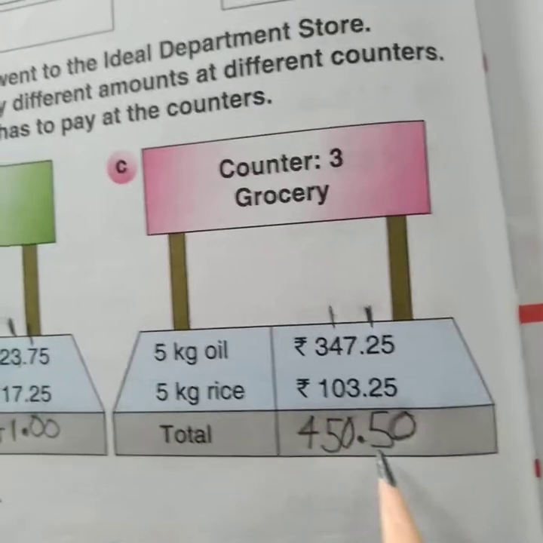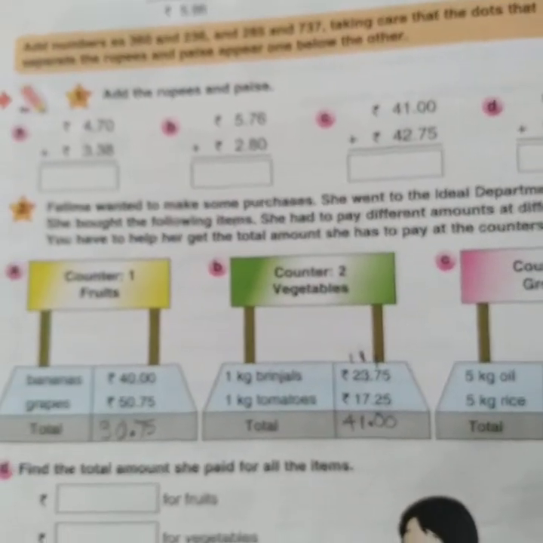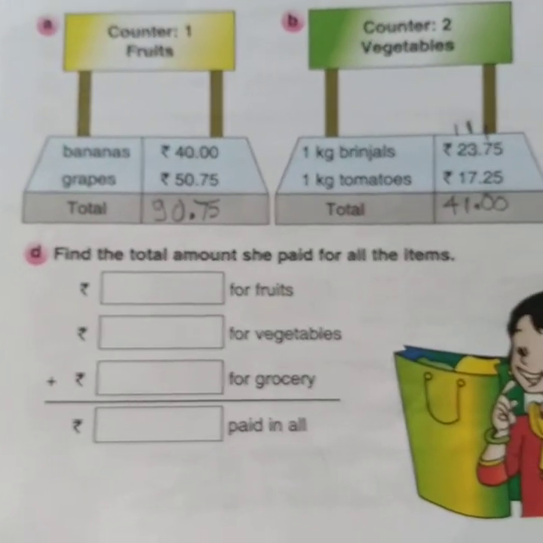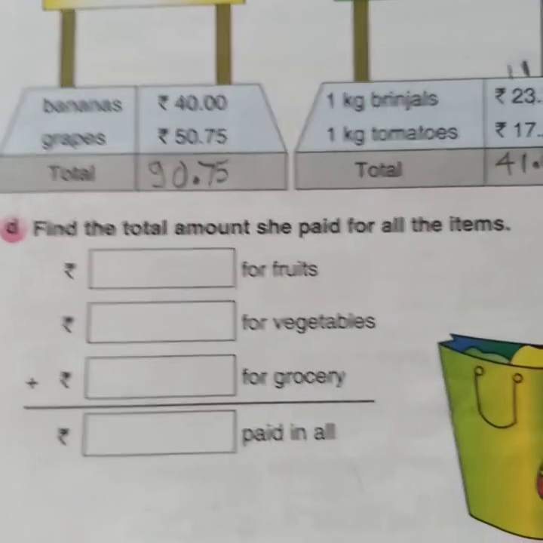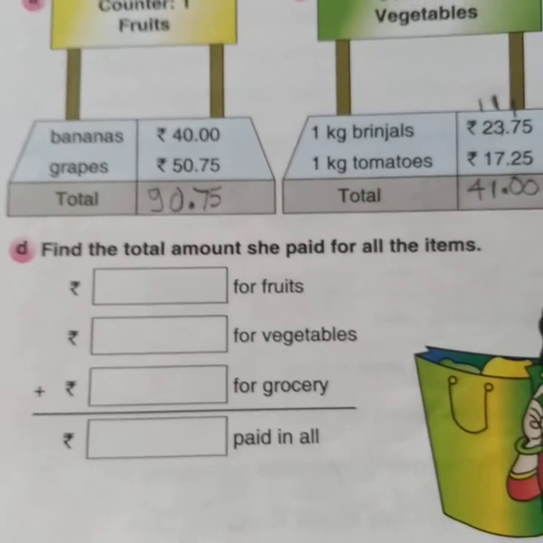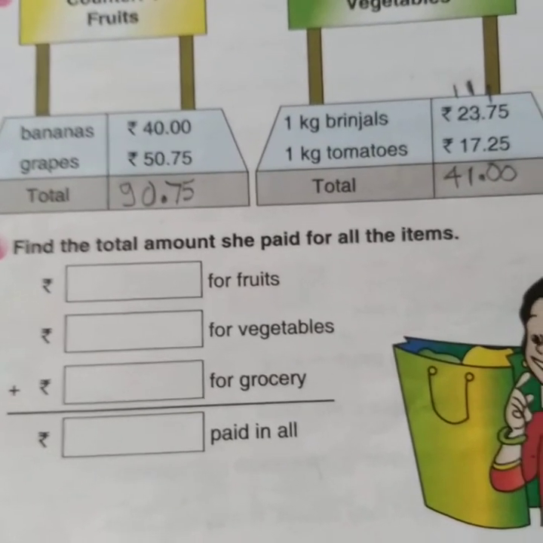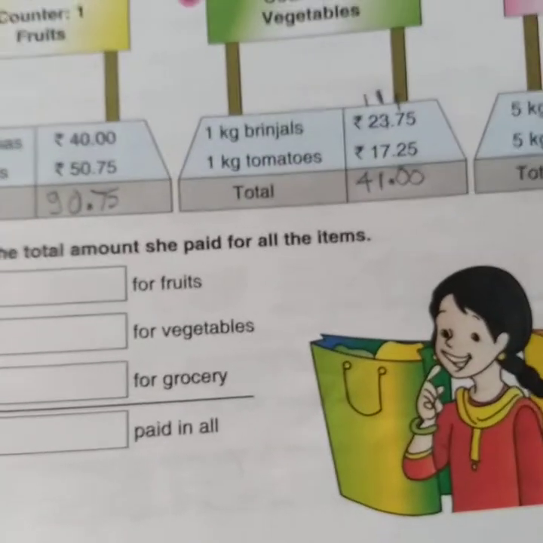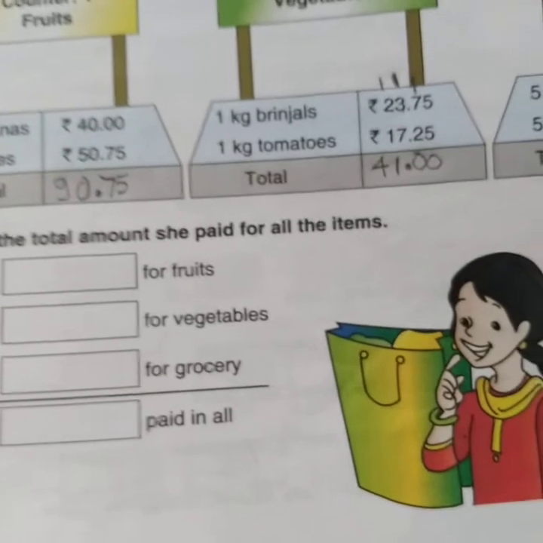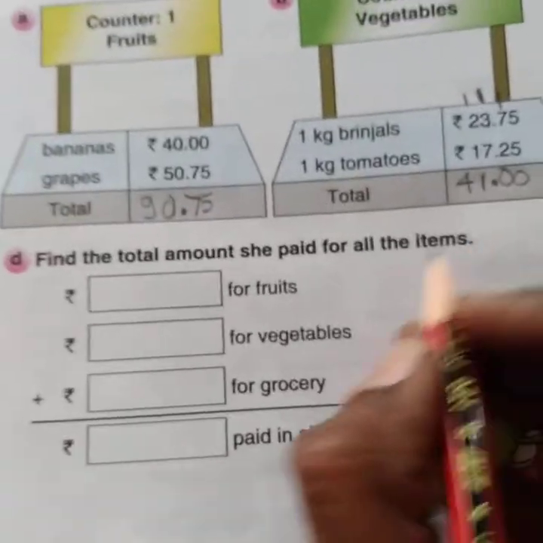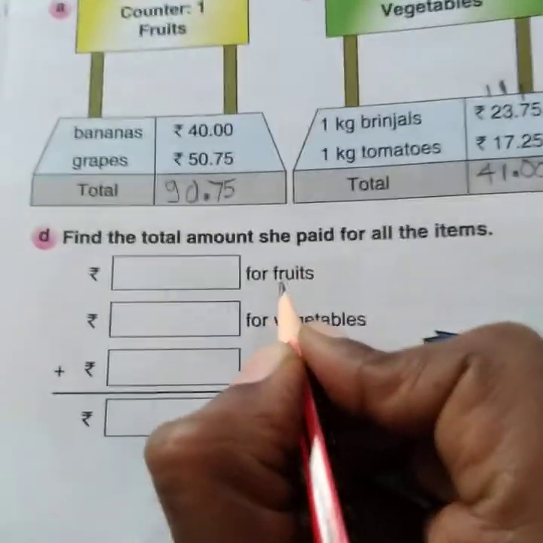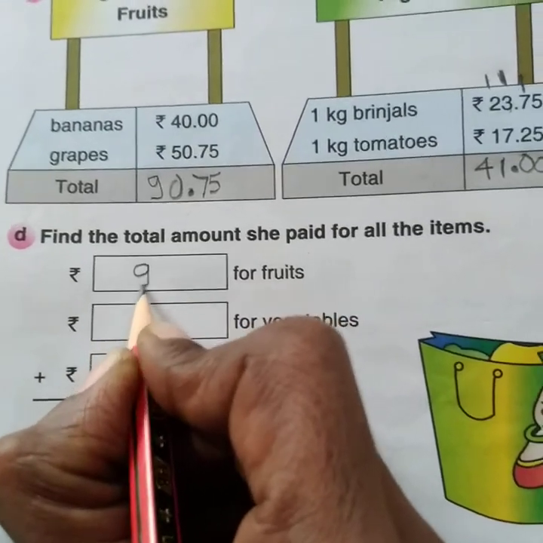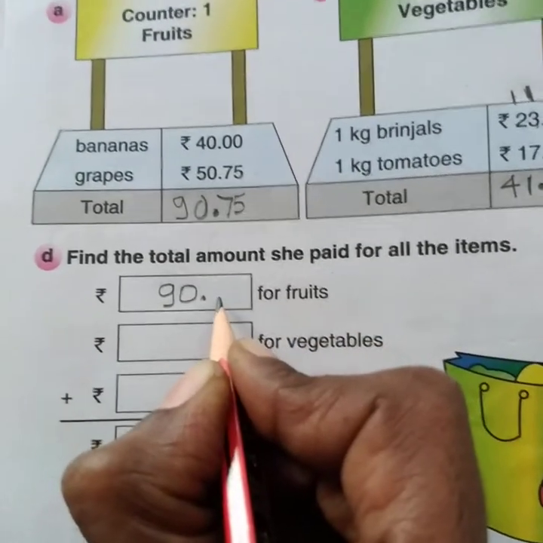Is that clear? So like this she has paid the amount in 3 counters. So see here children, based on the main statement, they have given one more question. Find the total amount she paid for all the items, for fruits, vegetable, grocery. We have to find the grand total here. How much has she paid for fruits in counter number 1? 90 rupees 75 paise. So copy that in the first column.